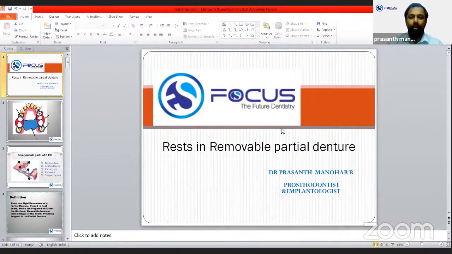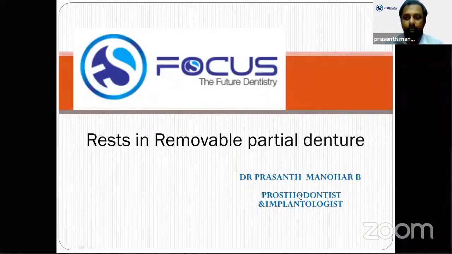Today we'll be discussing rests in removable partial denture. A small topic. We'll be briefly discussing the different types of rests in removable partial denture. Okay. So, rests in removable partial denture.